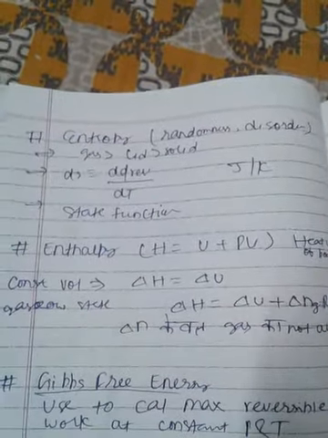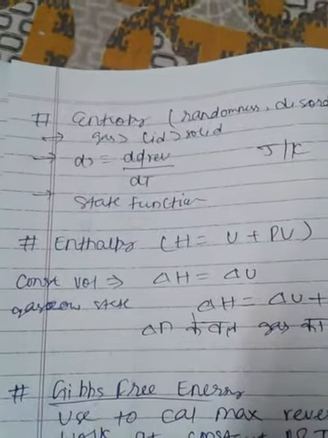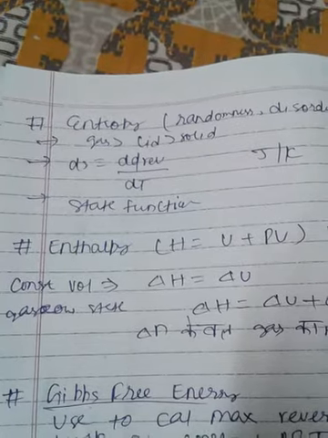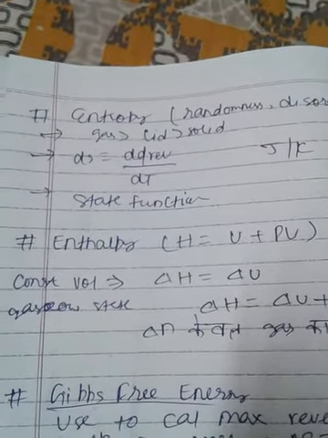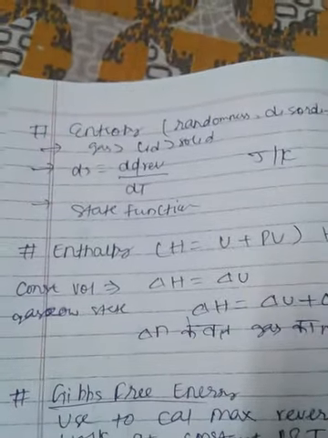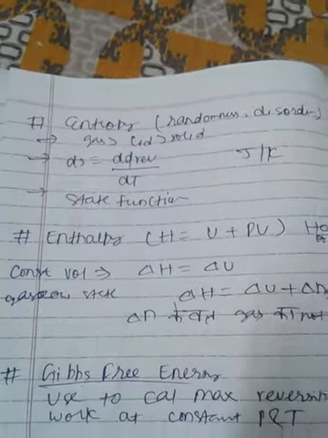Now there is entropy. Entropy means what? Randomness or disorder. Gas randomness is more than liquid, which is more than solid. Entropy is equal to Q reversible divided by T. S is equal to entropy. dS is equal to dQ reversible by T. J per Kelvin is the basic unit. It is actually a state function.